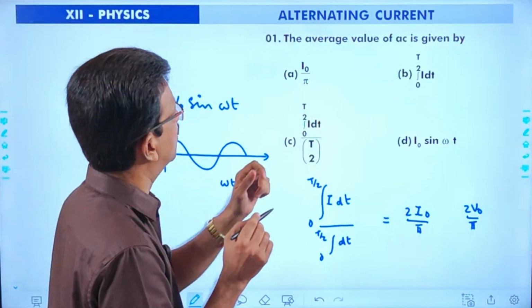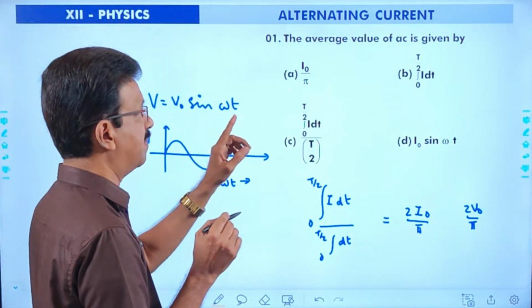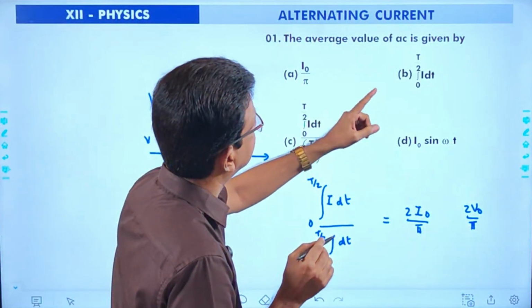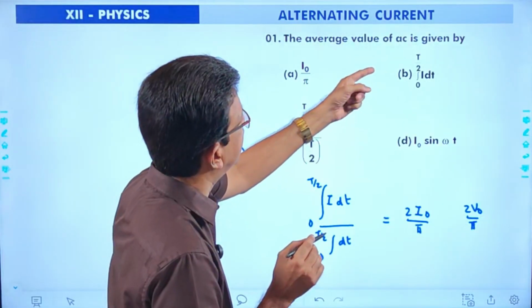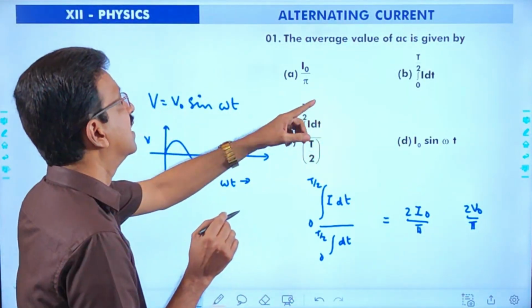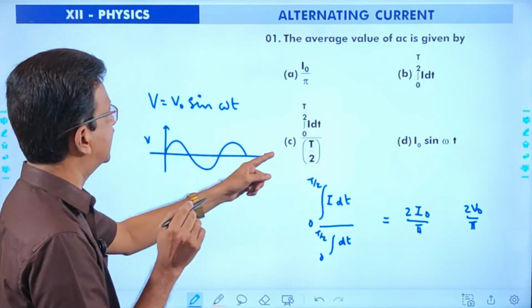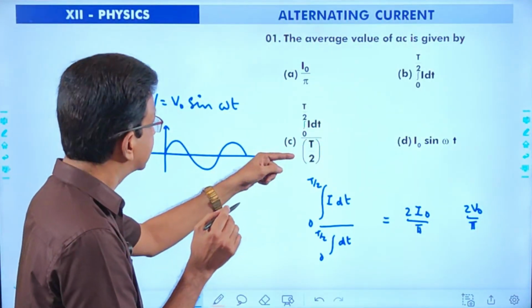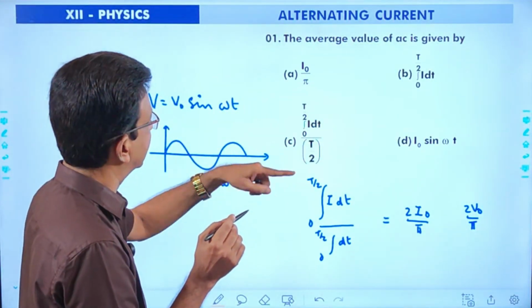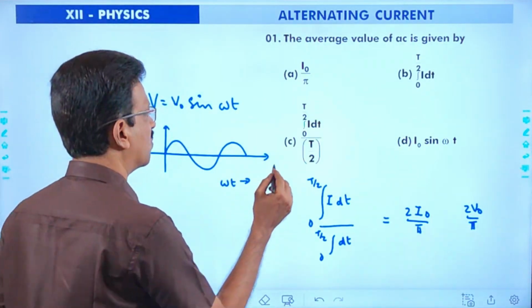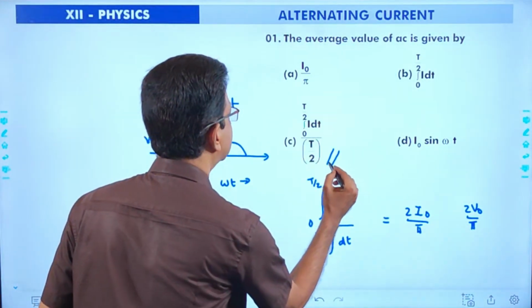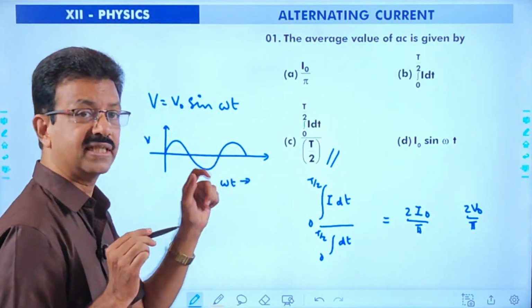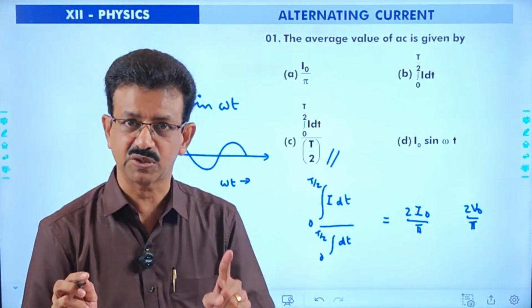Now, let's go through the choices. The average value of AC is given by I0 by pi. It is wrong. Second case, integral 0 to T by 2 I dt. No, it is the summation only. Third choice, integral 0 to T by 2 I dt divided by 0 to T by 2 dt. That becomes T by 2. Therefore, the correct choice is C. C choice is the correct answer for the first question.